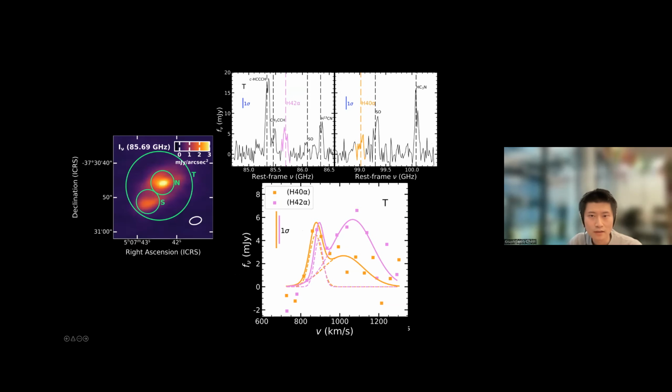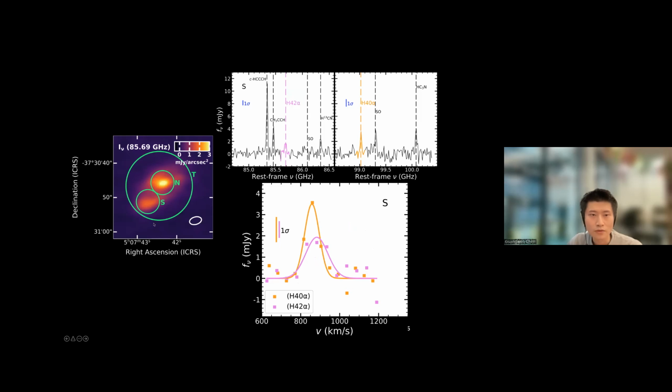Then we go to see the ALMA spectrum. The image on the right shows the spectrum of the hydrogen recombination lines, H40 alpha and H42 alpha line emissions, extracted from the T region. The velocity difference between the nuclear region and southern region produces a double peak line profile in the T region. However, we notice that there is a gap in the H40 alpha line emission compared to the H42 alpha line emission.